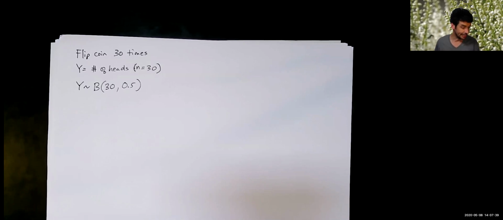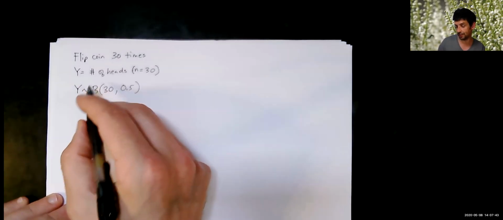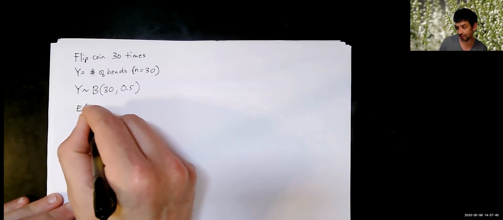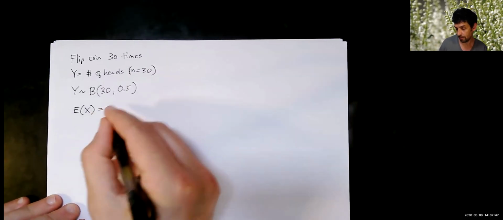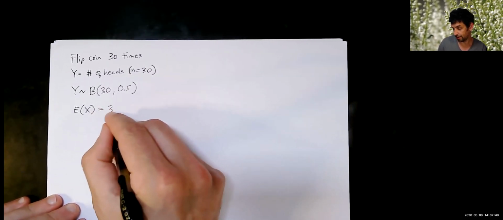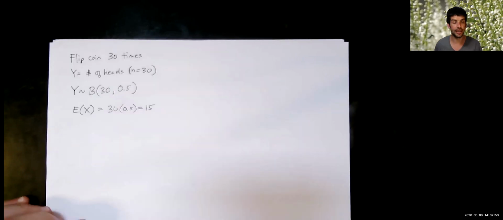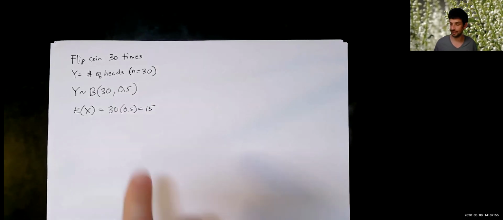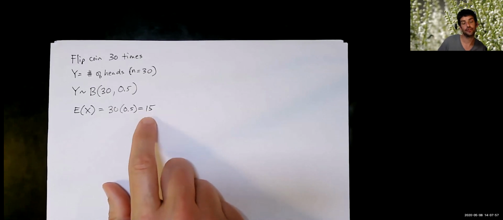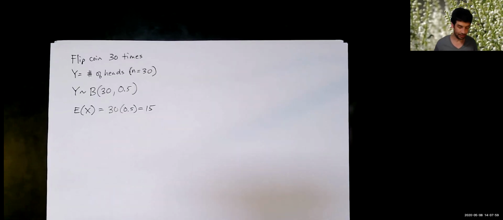Okay. Now, we can still figure out the expected value fairly easy, right? In this case, we get 30 times 0.5 or 15, which might not be surprising. We expect to get about half heads, right? However, computing our probabilities is going to be much more difficult, right?